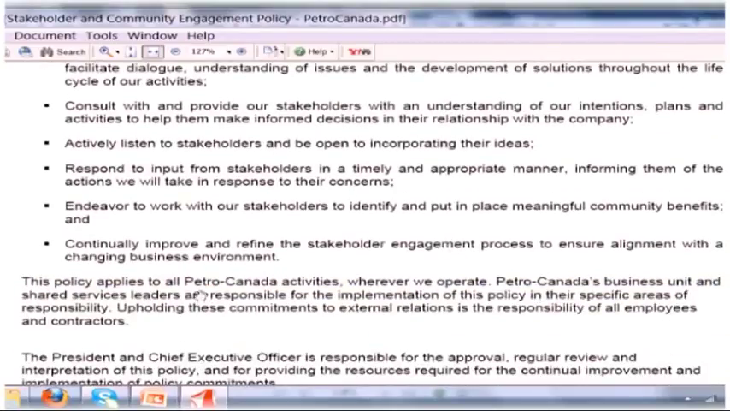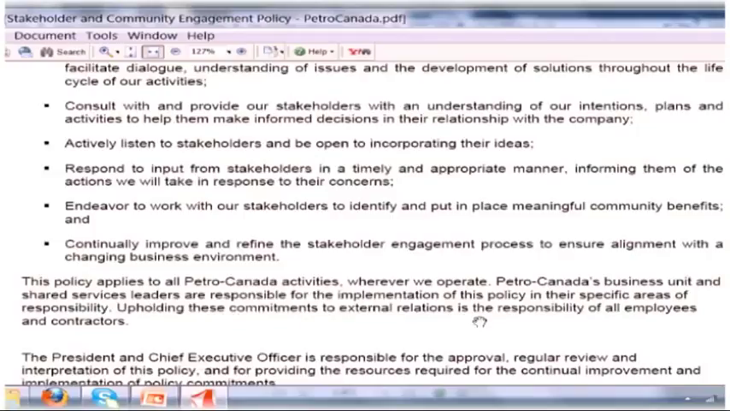This policy applies to all Petro-Canada activities wherever we operate. It's not only in Canada, it's also in other countries. Petro-Canada's business unit and shared services leaders are responsible for the implementation of this policy in their specific areas of responsibility. So there's also assignment of responsibility, which is good, so that later on people can't say, well, I didn't know, and no one told me, and I didn't think I was responsible. There is also indication of responsibility here.